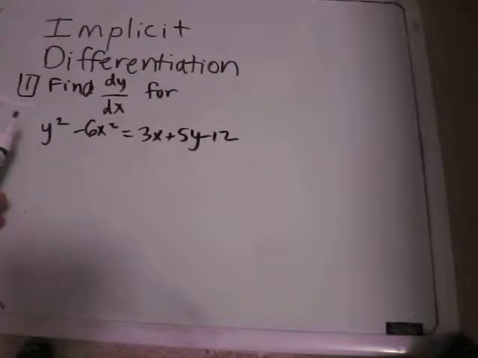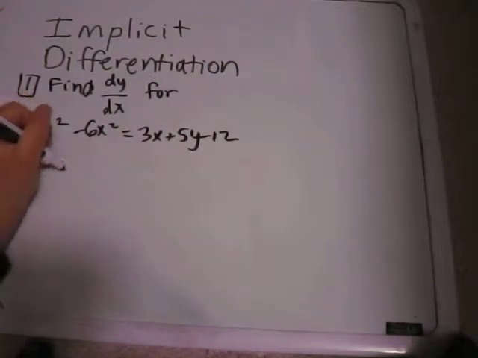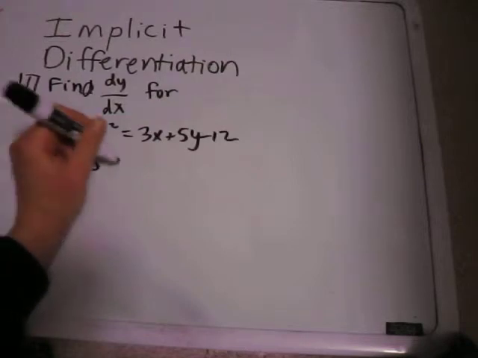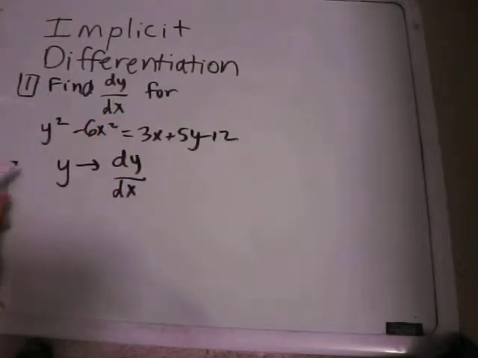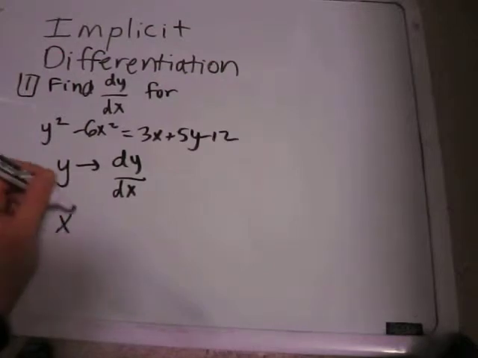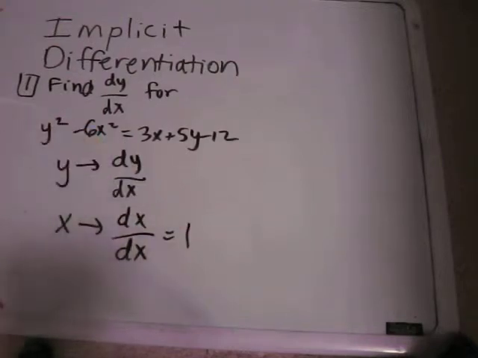If you're differentiating a y, you always have to write dy/dx after it as part of the chain rule. If you had an x and you were doing implicit, you in theory would write dx/dx, but that's just 1, so you don't have to write anything if you have an x.